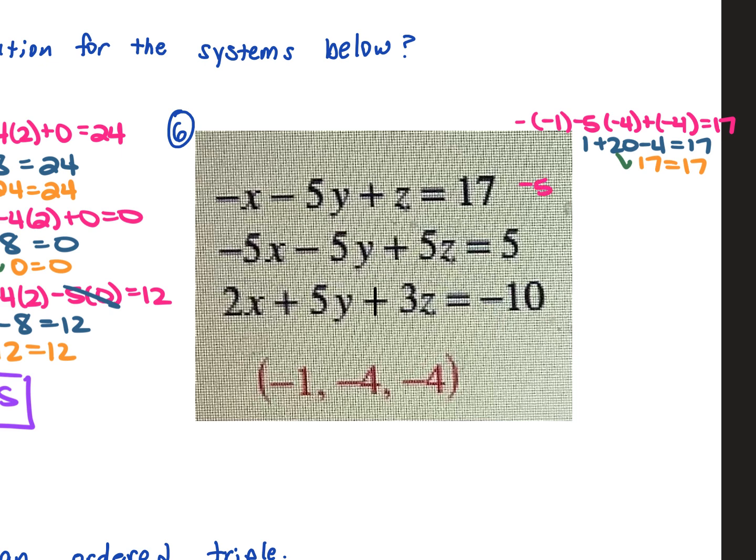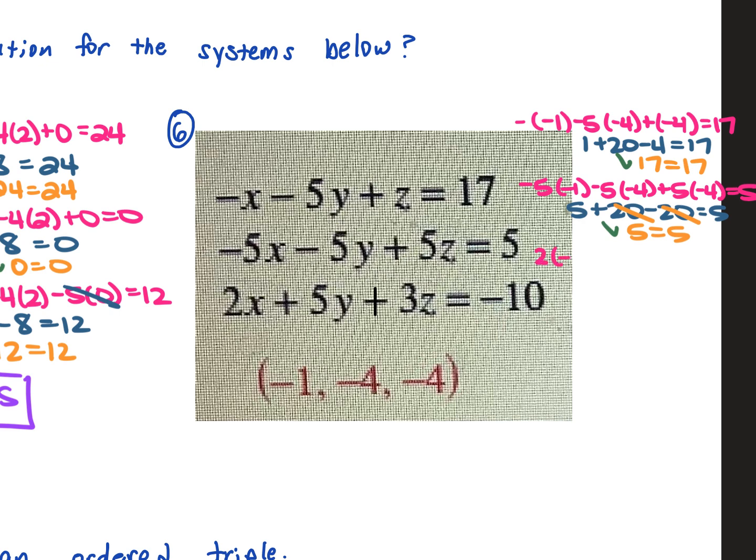Your next one, you have negative 5 times negative 1 minus 5 times negative 4 plus 5 times negative 4 is equal to 5. This simplifies to give you 5 plus 20 minus 20 is equal to 5, which is 5 is equal to 5. This is also a true statement, so we'll move to the third.